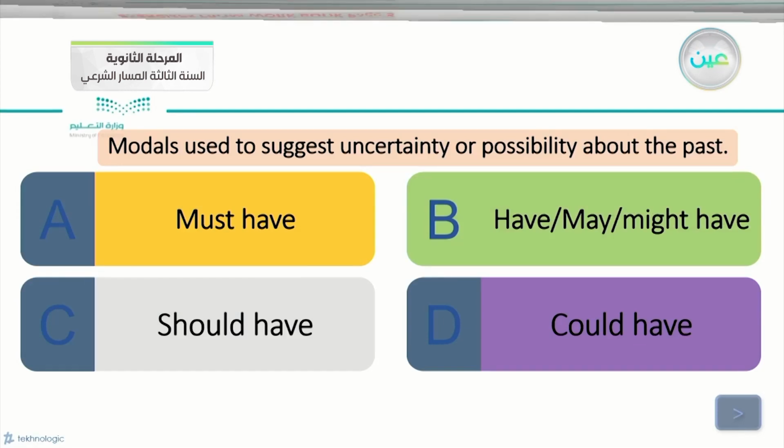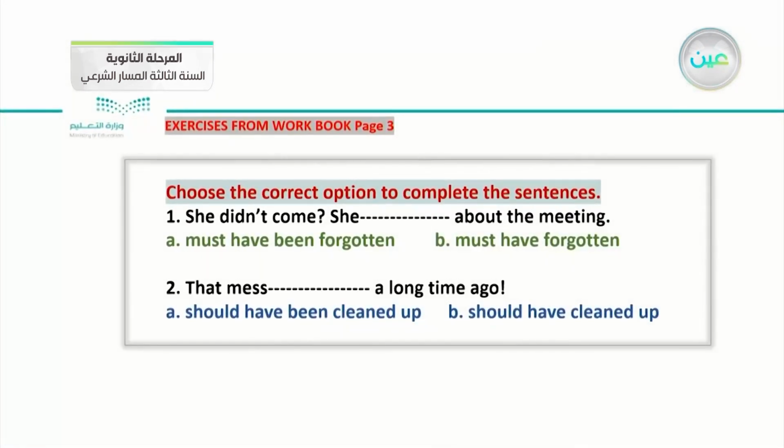Okay, let's check what we have after this slide. After we discussed and gave a summary about the grammar, let us apply it through this question from your workbook on page 3. The writer gives a space in these sentences, and they want you to apply the modal there. So choose the correct options to complete the sentence.